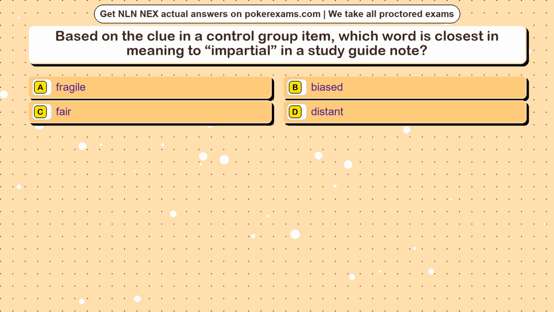Question 17. Based on the clue in a control group item, which word is closest in meaning to impartial in a study guide note? Option A, fragile. Option B, biased. Option C, fair. Option D, distant.